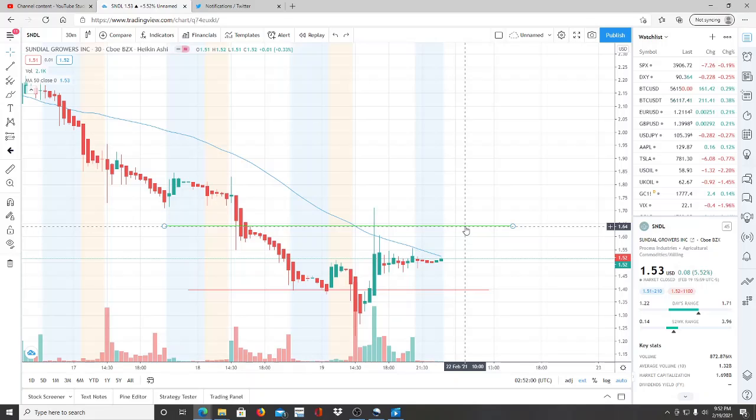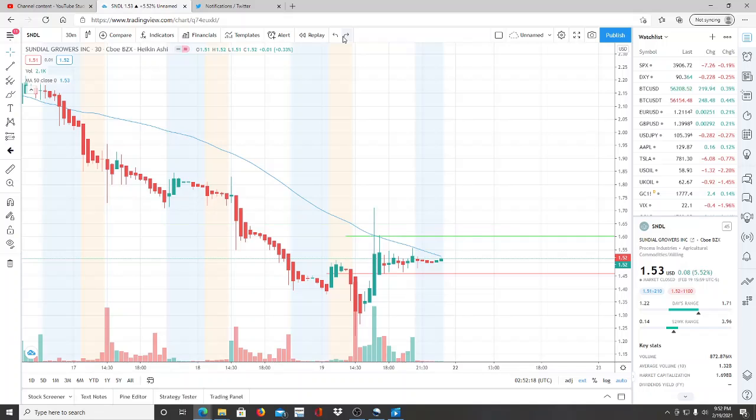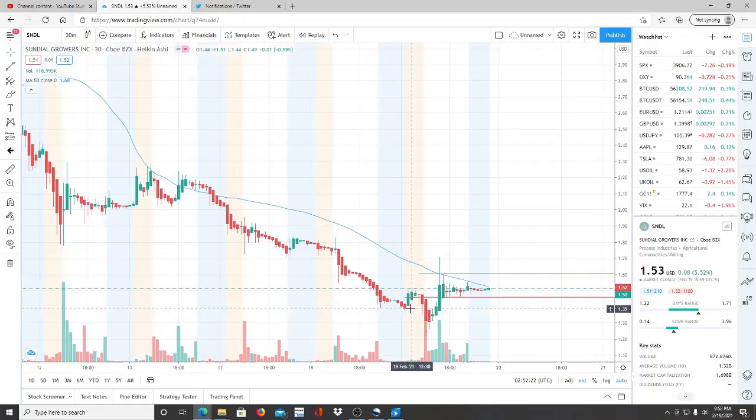Now, SNDL, Sundial Growers Inc. has had a slight jump, but it did not break through the resistance, right? It was not able to hold through it. It broke slightly through it, and then it got rejected, and then it tried fighting back up, nowhere near it. So let's see our new resistance and support. Things are looking pretty narrow here, and we're going to have to watch this carefully.